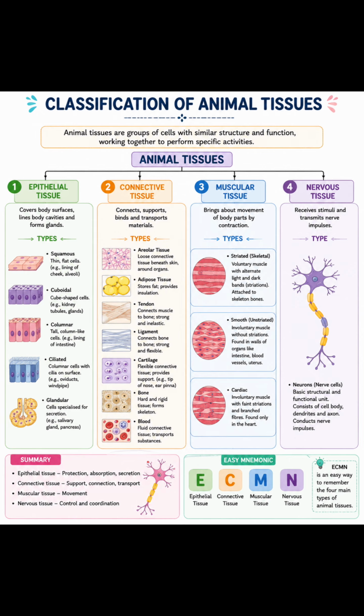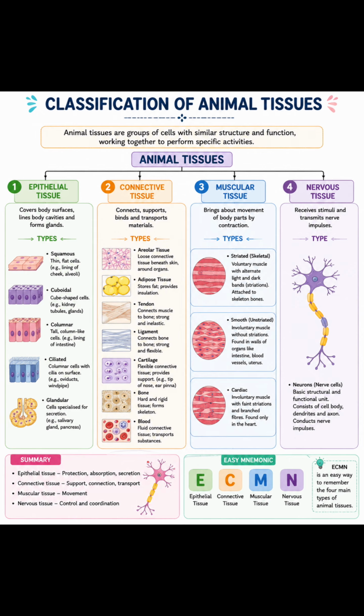Epithelial tissues are majorly classified based on the structure. So first one is squamous epithelium, which are flat thin cells. It is majorly seen in our cheek cells and also at the lining of the alveolus. Next is cuboidal epithelium. From the name itself, it can be understood that the cell shape will be cube-like. It is present in the kidney tubules and also different glands of our body.